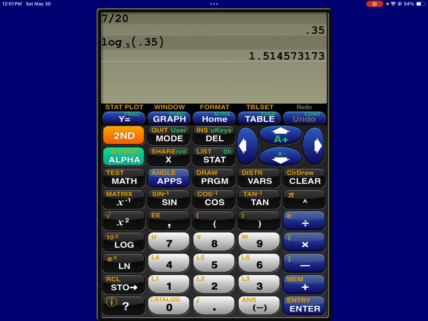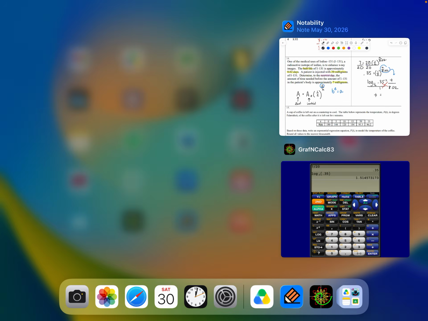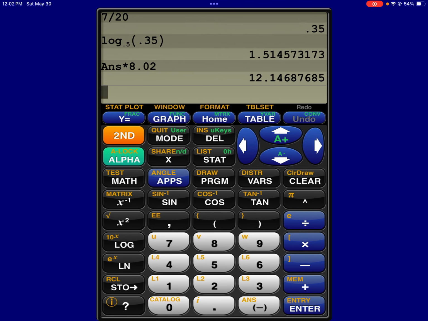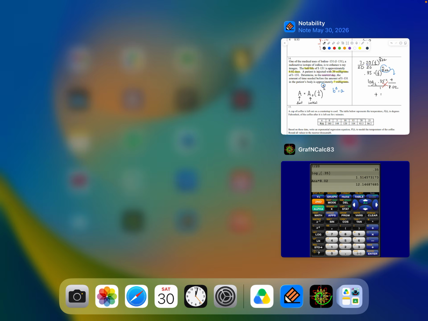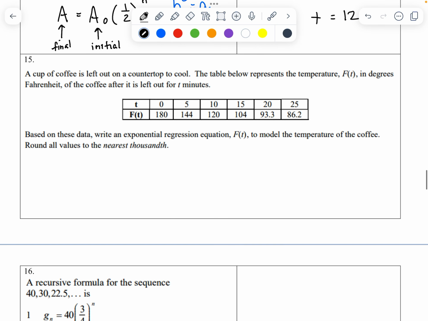Okay, so 1.5, and then because this is divided by 8.02, the opposite would be to multiply it. So whatever's in my calculator, I'm just going to keep, and I'm going to multiply it by 8.02, and I'll get 12.146, and it says to the nearest day, which is 12. And there you have it.